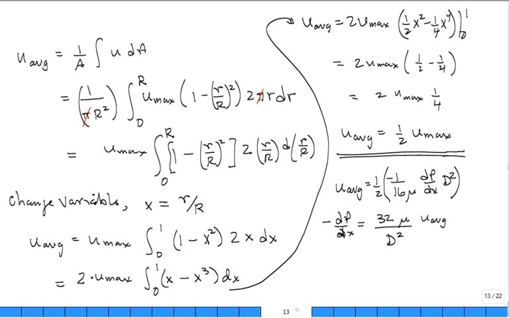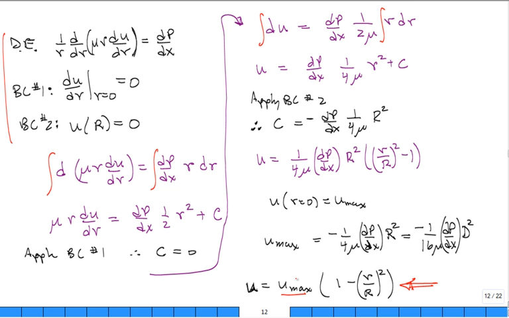Can I calculate the average? Sure. It's just math, 1 over A integral u dA. And for that velocity profile, you find that it's 1/2 the maximum. And then you can go back to the expression here for what the maximum was. The maximum can be related to the pressure gradient down the axis of the pipe and the radius, or the pressure gradient, viscosity, and diameter.